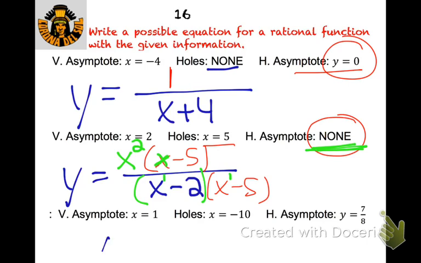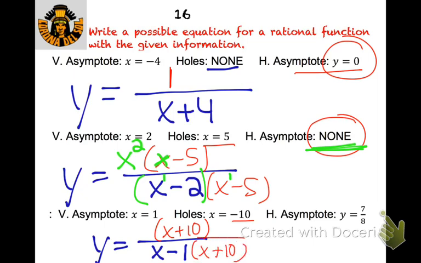Next one, x equals 1, so that means x minus 1 would have to be on the bottom. The hole at x equals -10 means that the factor would be x plus 10, top and bottom. And then the horizontal asymptote at 7/8 happens whenever the degree is the same on the top and the bottom, then there has to be a 7 and an 8 out in front. And we'd look at those coefficients.